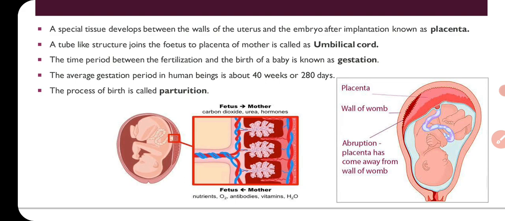After the complete development of the baby, the baby gets pushed out from the uterus, and this process of birth is called parturition. The baby needs many things for its development, like nutrients, oxygen, antibodies, vitamins, water, etc. All these things get exchanged through the placenta, and waste materials like carbon dioxide, urea, and hormones also get exchanged through the placenta between the fetus and the mother.